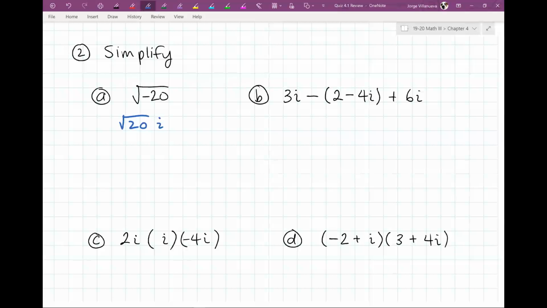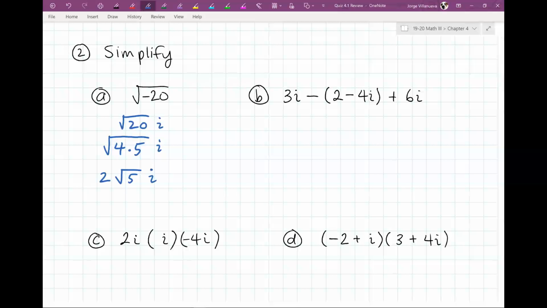Now, the 20, you're going to want to break this apart into 2 numbers, one of which has a nice square root. So notice 4 times 5. 4 has a nice square root. The square root of 4 is 2. So you're just going to write 2 radical 5i. And there's your answer for part A.